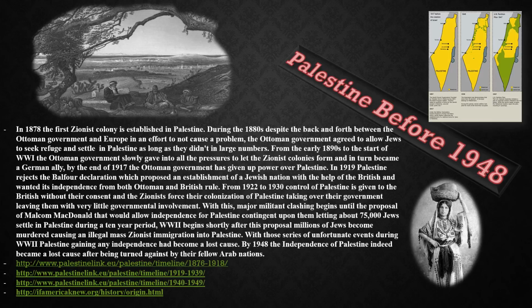With this, major militant clashing begins until the proposal of Malcolm MacDonald that would allow independence for Palestine contingent upon them letting about 75,000 Jews settle in Palestine during a 10-year period. World War II begins shortly after this proposal. Millions of Jews become murdered, causing an illegal mass Zionist immigration into Palestine. With those series of unfortunate events, during World War II, Palestine gaining any independence had become a lost cause. By 1948, the independence of Palestine indeed became a lost cause after being turned against by their own.